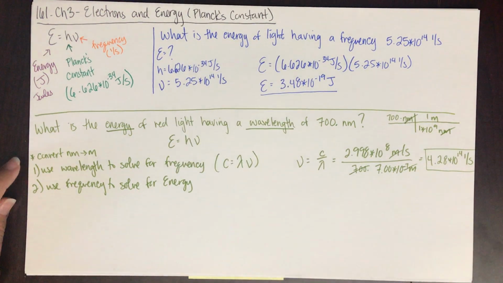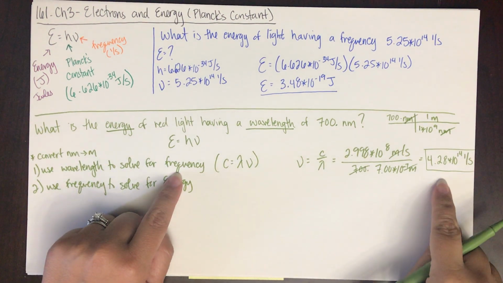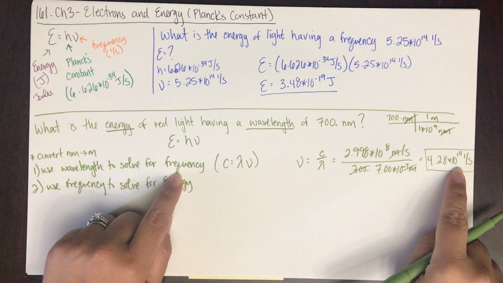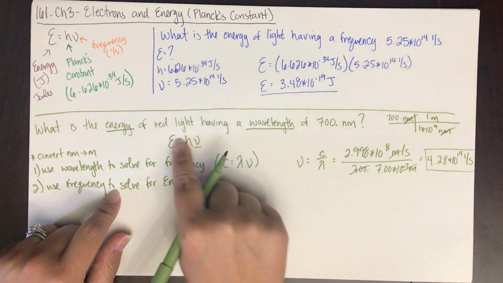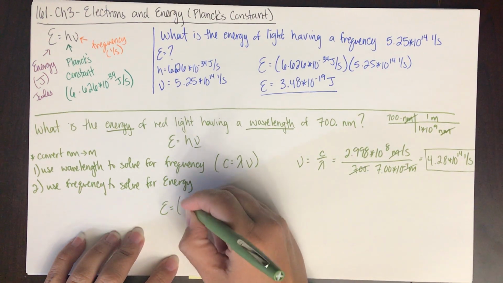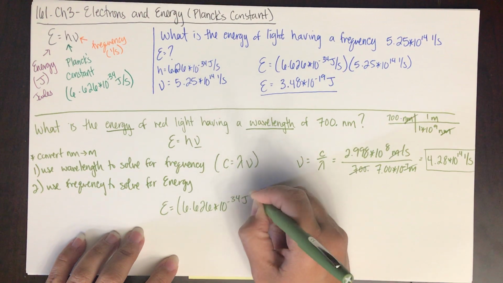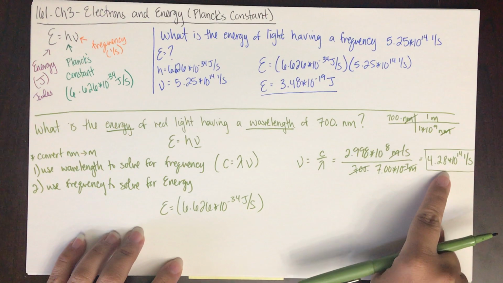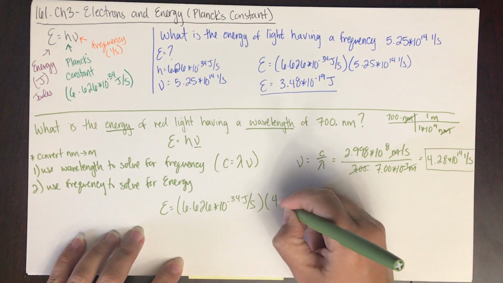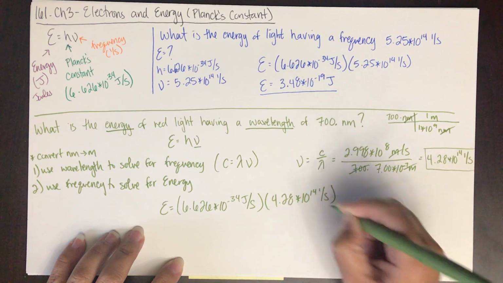Okay, so that's the first step. It's the second part of the first step. First, we needed to convert nanometers to meters. Then we used the wavelength in meters to solve for frequency. It's 4.28 times 10 to the 14th. Now we can just plug the frequency in here to solve for energy. Energy equals Planck's constant, 6.626 times 10 to the negative 34th joules per second times the frequency that we just solved for, 4.28 times 10 to the 14th, 1 over seconds.